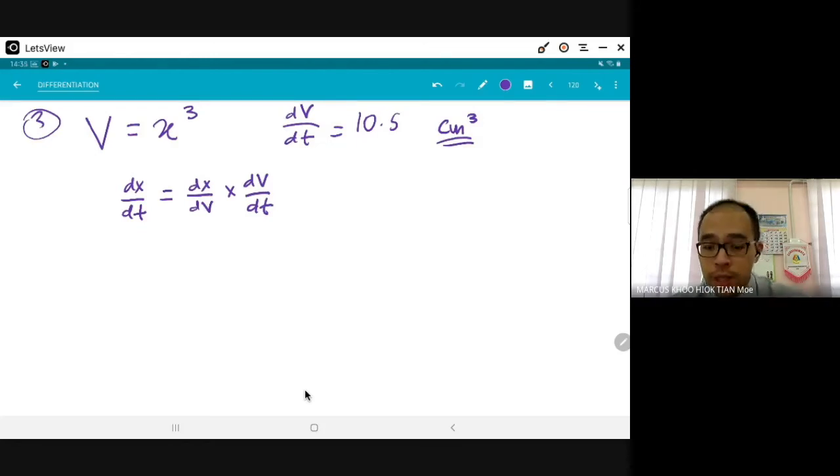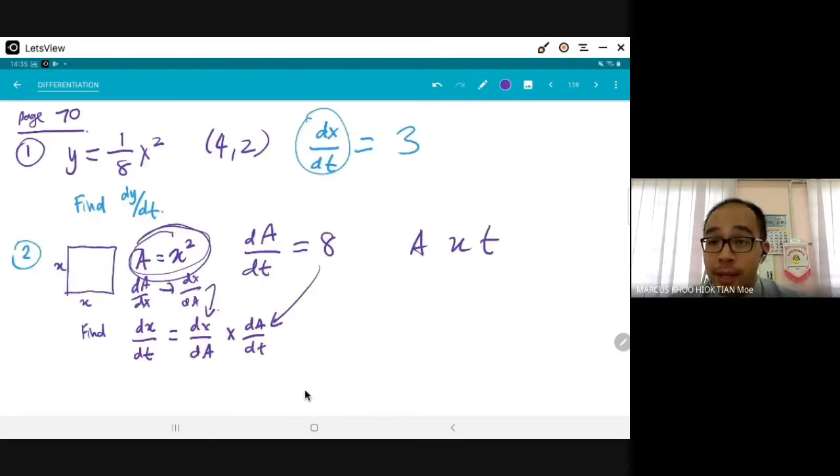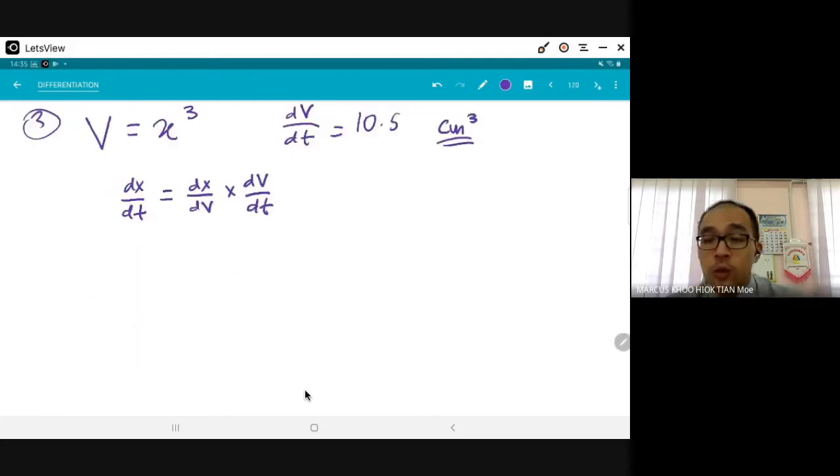So question 3 and question 2 are very similar. You have to find the differentiation, sub in, and then flip it because you want to put it into the chain rule. The chain rule cannot change. Everything else can change. You put it inside the chain rule. dv dt, you already counted, so no problem.